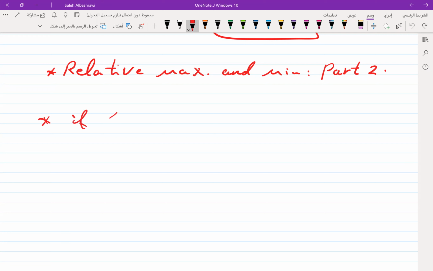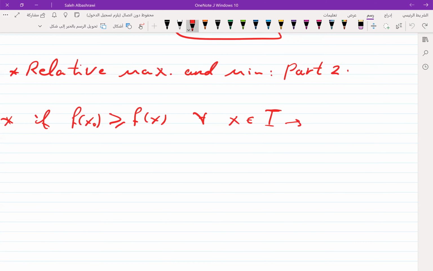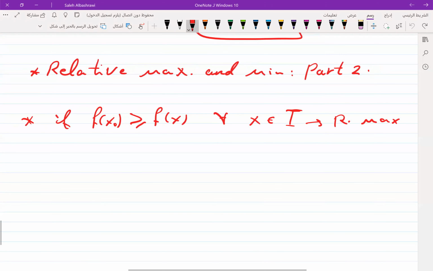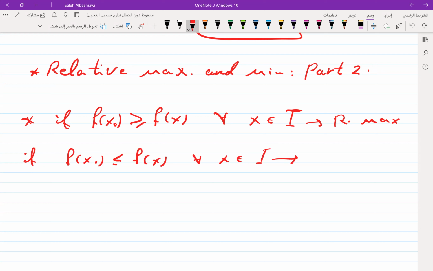f of x less than or equal to f of x sub 0 for all x belonging to some open interval I in the domain of the function, this will be a relative maximum. And if f of x0 is less than or equal to f of x for all x belonging to some open interval in the domain, then we will have a relative minimum.